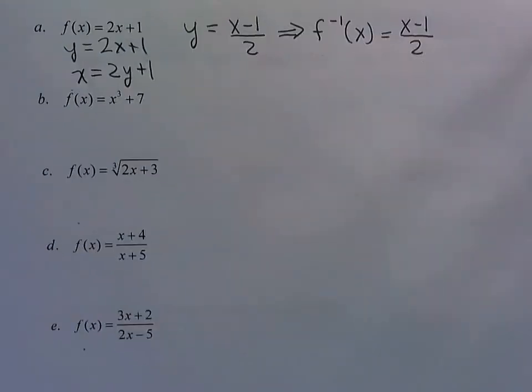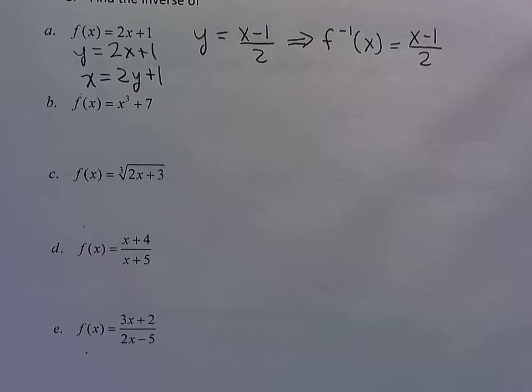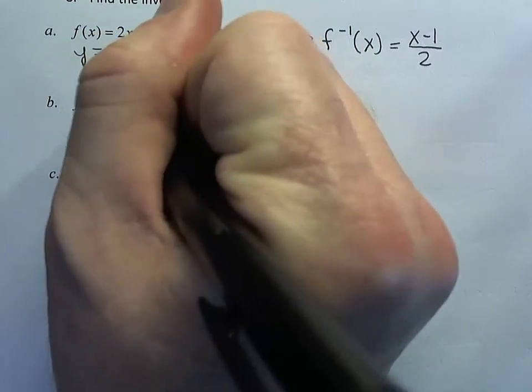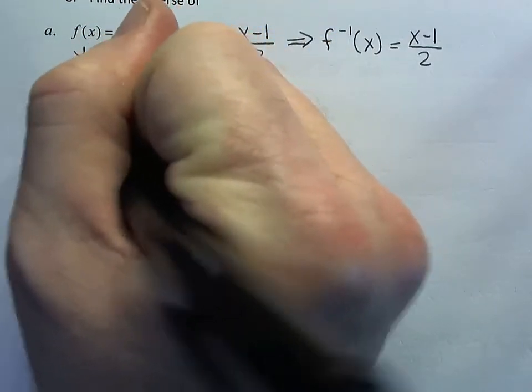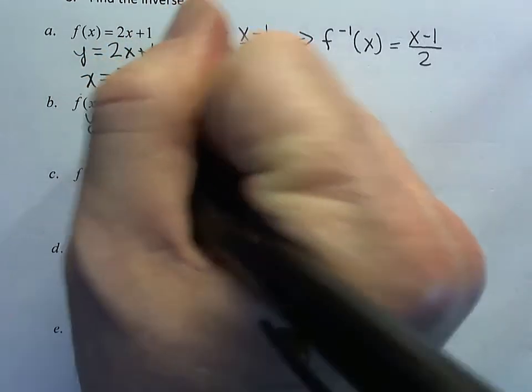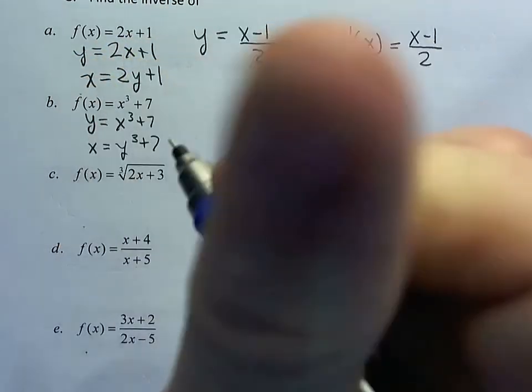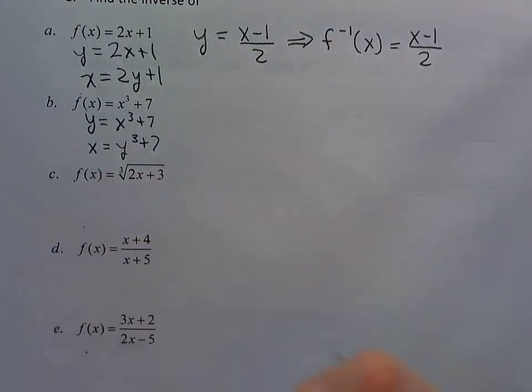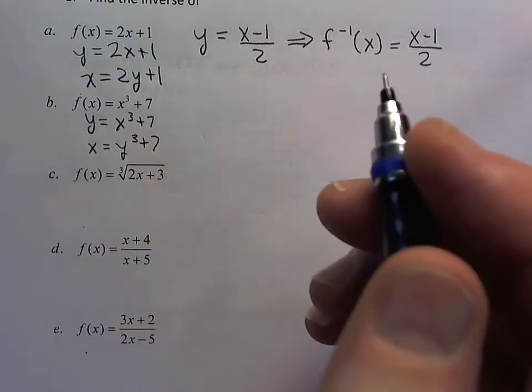There we go. And there's your inverse. Okay, down here, another one, we've got y equals x cubed plus 7, or writing the inverse, you would get x equals y cubed plus 7. Okay, so we interchange the x's and y's, and then we solve for y.